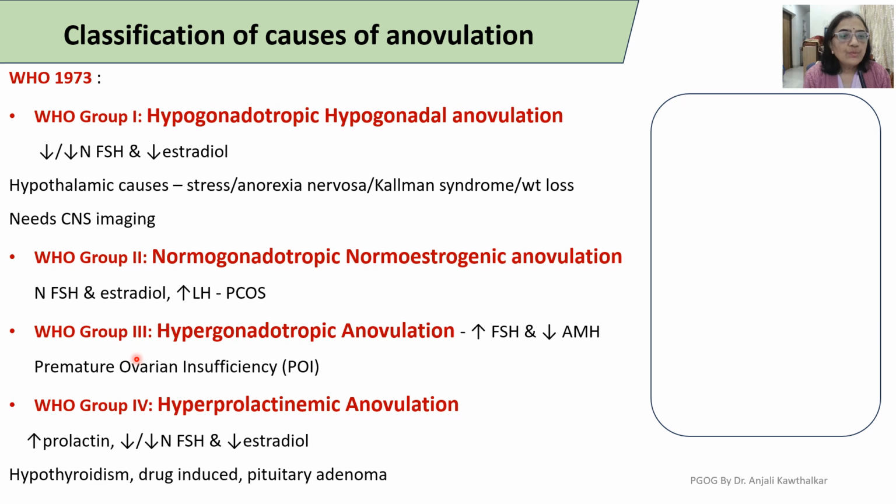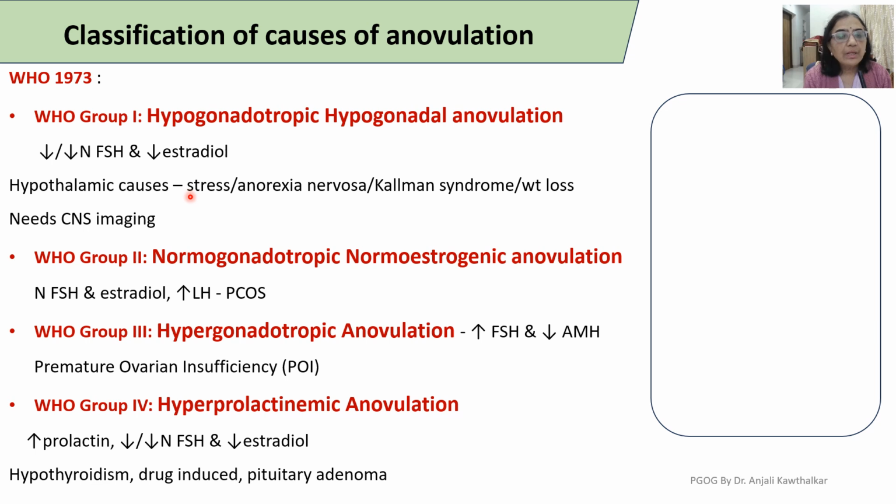There are four groups. Group 1 is hypogonadotropic hypogonadal anovulation, where both FSH and estradiol are low. FSH is either low or at the lower limit of normal. Usually here there is a hypothalamic cause, such as physical or psychological stress, anorexia nervosa, Kallmann syndrome, or excessive weight loss. All these, or even vigorous exercise also.